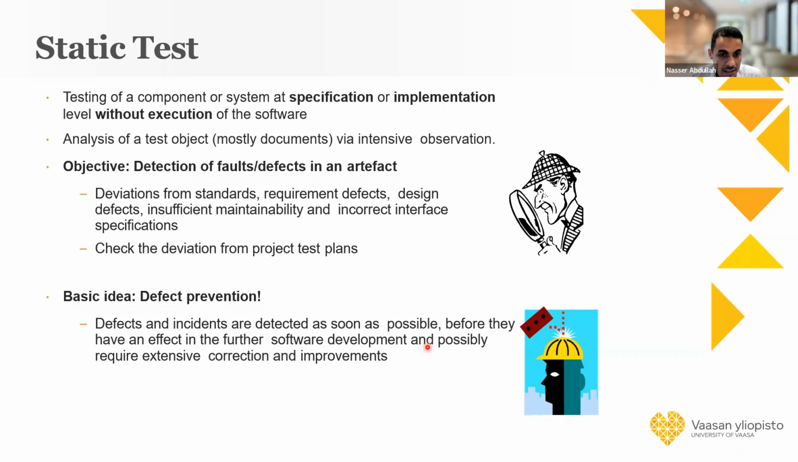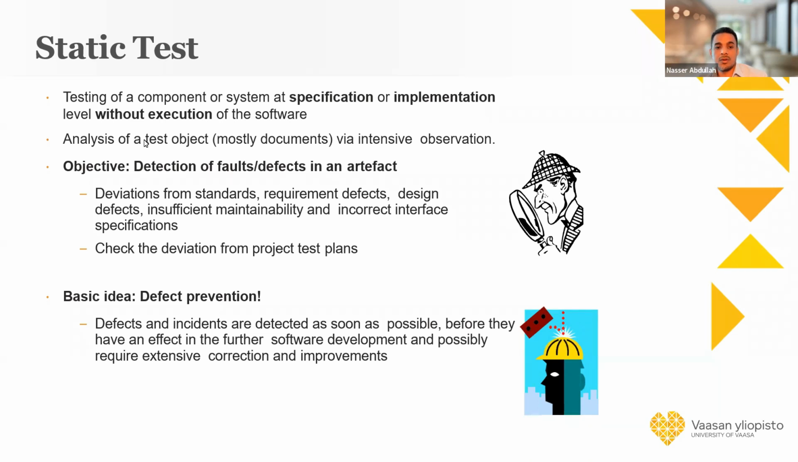So when we talk now about static testing, guys, static testing is testing the components of the system at the specification or implementation stage, as I mentioned, without executing the software or the program. It's a type of reviewing the document, the specification, the design or the implementation of the system. The object of this type of testing is the document, mostly any type of document, such as the requirements, the design, and also the code, of course.